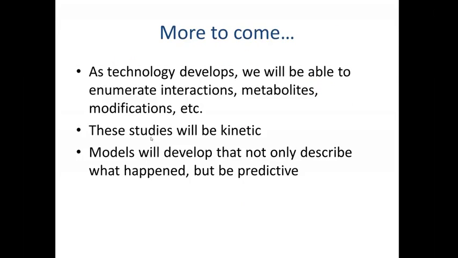So, final slide: there's going to be a lot more systems biology to come. As the technology develops, we'll be able to enumerate interactions, metabolites, modifications, many things that we haven't incorporated into these models to date. Increasingly, these studies will be kinetic, so instead of just occurring at one time point, we'll have more dynamic data coming in. And the models that come from these large-scale screens will not only describe what happened, but also be predictive. As we learn more about systems, we'll be able to predict them better. That's the promise of systems biology.